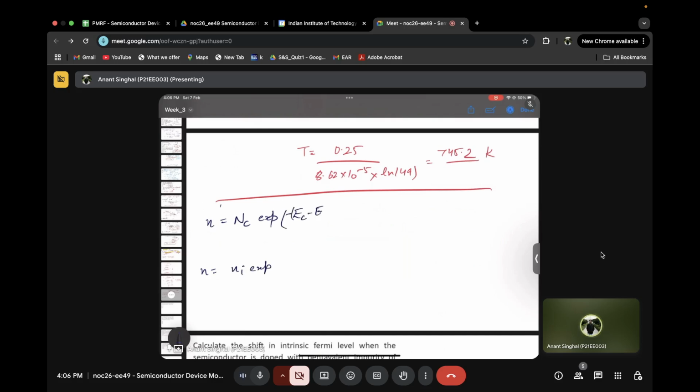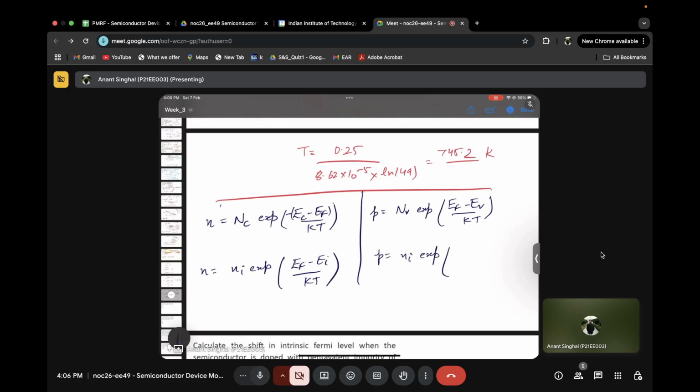So for electrons it is Nc exponential of minus (EC minus EF) over KT. This is Ni exponential of (EF minus EI) over KT. Similarly, for holes, we have the effective density of states of the valence band, Nv, exponential of (EV minus EF) over KT, and this is Ni exponential of (EI minus EF) over KT. So these four formulas you should always remember in semiconductor device physics.